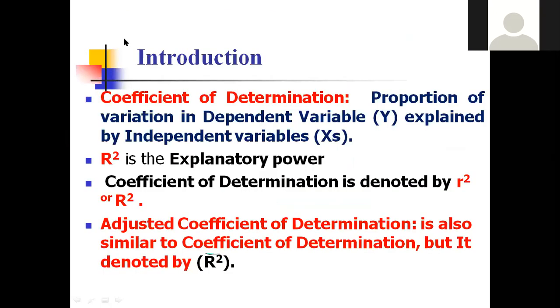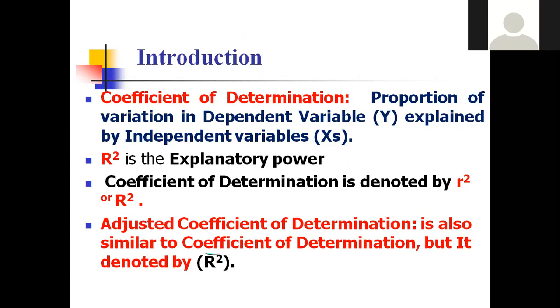The introduction part of the coefficient of determination and adjusted coefficient of determination. First, we need to understand what is meant by coefficient of determination. What is the meaning of coefficient of determination? It is the proportion of variation in the dependent variable explained by the independent variable or variables.